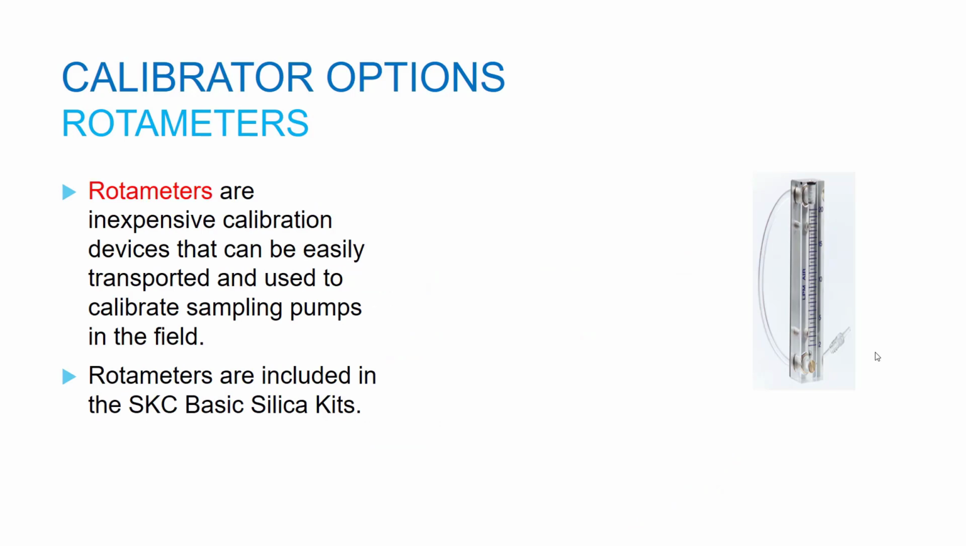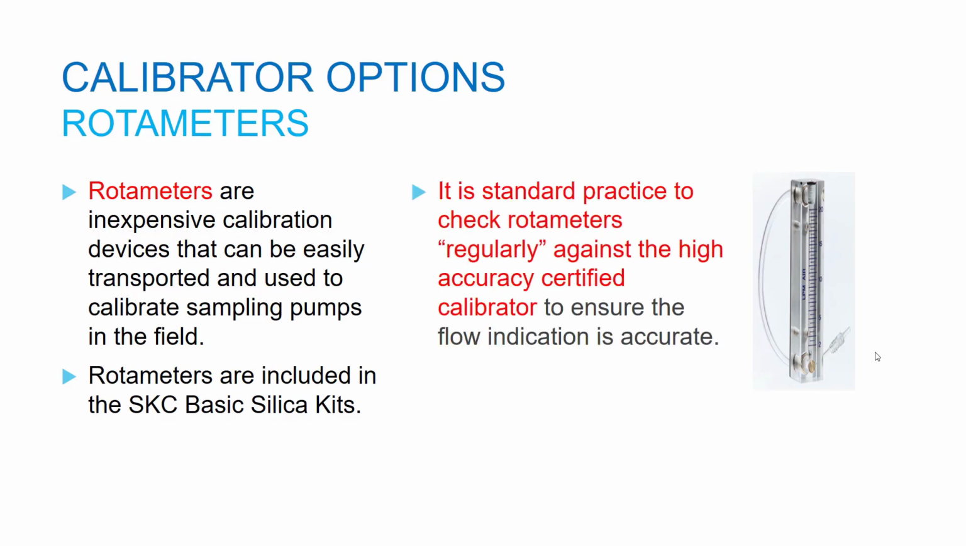In addition to your certified calibrators, you may want to have some inexpensive rotometers that can be easily transported and used to calibrate pumps in the field. SKC includes rotometers in the basic silica kits. Rotometers are cheap and easy to use, but keep in mind that you have to check rotometers regularly against the high accuracy certified calibrator to ensure the flow indication is accurate.